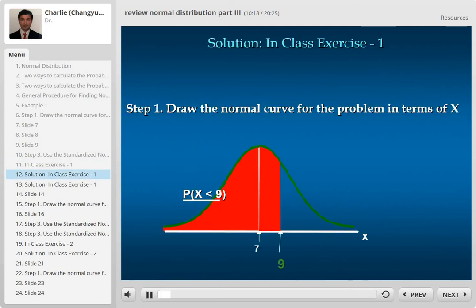All right, are you done yet? So here comes the solution of in-class exercise 1. Step 1, draw the normal curve for the problem in terms of x. So the problem is the probability of x smaller than 9, and we know that the mean equals 7, and 9 is here. We draw it, highlight this area under the curve above the x-axis. And the area highlighted in red is what we're trying to find out.